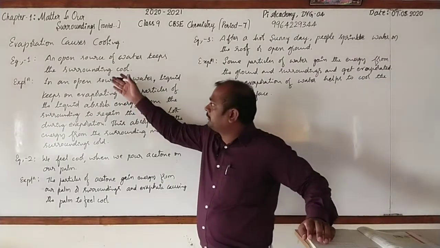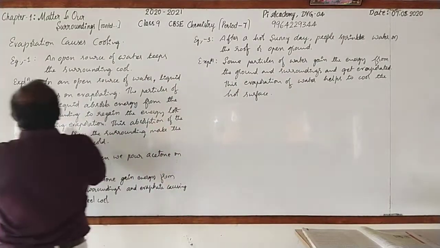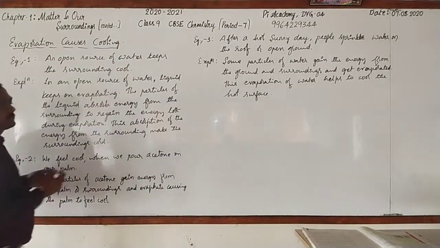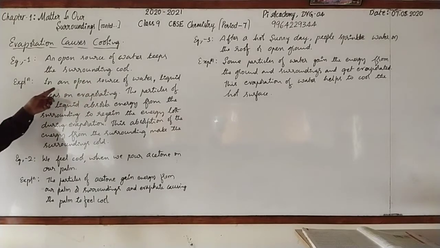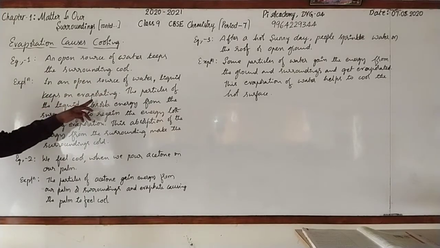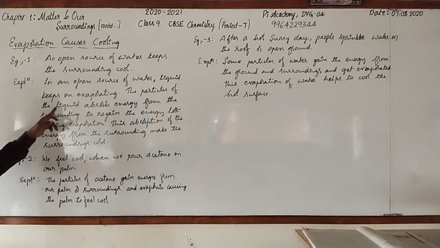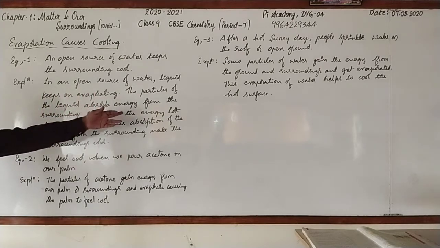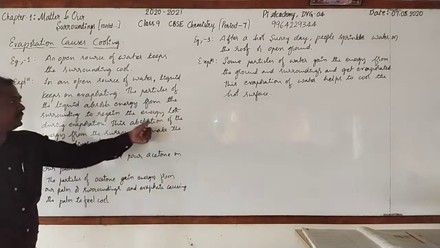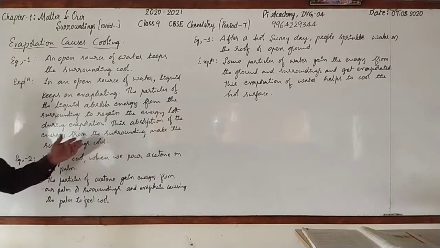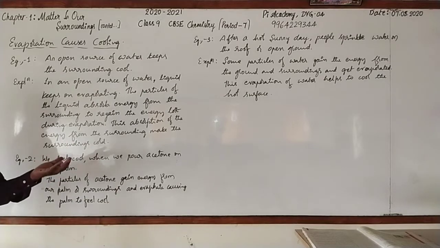Yes, I have written the examples with respect to evaporation causes cooling. I have already explained them; the same examples are written. See that an open source of water keeps the surroundings cool. Reason: in an open source of water, liquid keeps on evaporating. The particles of the liquid, nothing but water, absorb energy from the surroundings to regain the energy lost during evaporation. So this absorption of energy from the surroundings makes the surroundings cool. Clear? And the second one, when we take acetone on our palm, we feel cool.